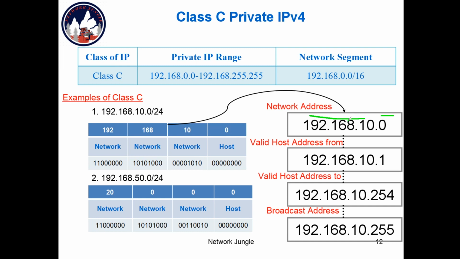So 192.168.10 covers the network segment. It cannot be changed. But the host portion can range from 0 to 255. So 0 is the network address, 255 is the broadcast address. So the valid host addresses are from 1 to 254. It can be used for network devices.